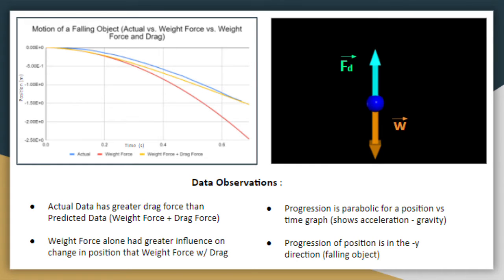Some important observations to make about the graph is that the actual versus the modeled data for the data that included weight force and drag force are relatively close, but the modeled data is slightly beneath the actual data because the drag force coefficient was estimated. You can see that the model data for just the weight force is significantly steeper than the other two because the weight force doesn't have to counteract the drag force. As a result, with just the weight force, the object falling should fall further quicker.